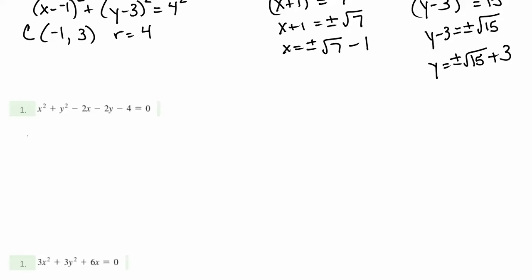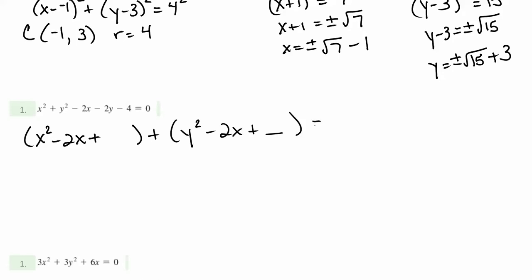So then what you want to do is group your x terms. So you have x squared, and then, sorry, that'll be minus 2x. And then plus, we're going to add a value here, so I'm going to leave a space. I'm going to have plus y squared minus 2y. And again, I'm going to add a number, so I'm going to leave a space. And I'm going to set it equal to 4, so I move the 4 over.